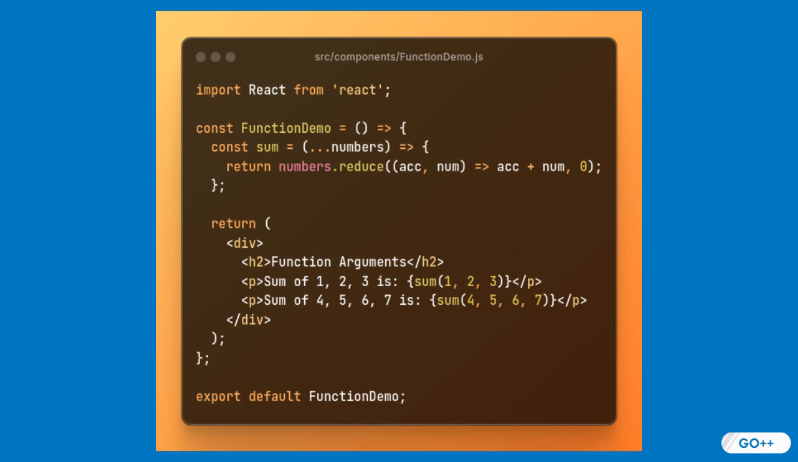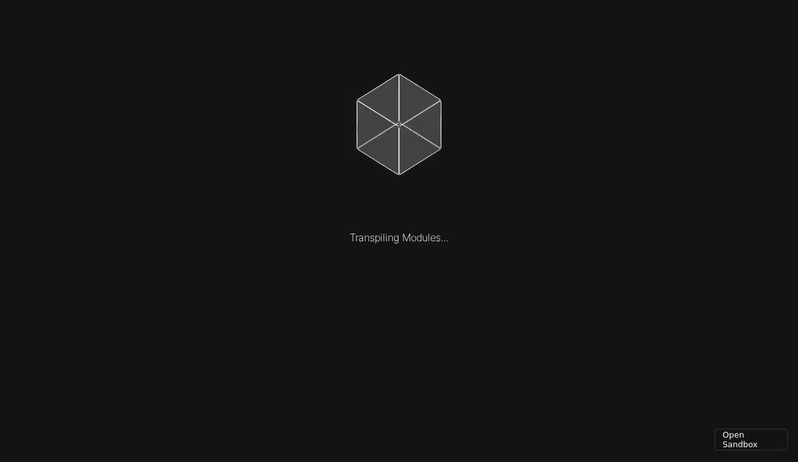In the array demo component, we demonstrate how to use the REST operator to separate the first element of an array from the rest, which is useful in various array manipulations. Lastly, our object demo component illustrates how the REST operator can extract specific properties from an object, leaving the rest as a separate object. In the demonstration, we begin by navigating to our React application.